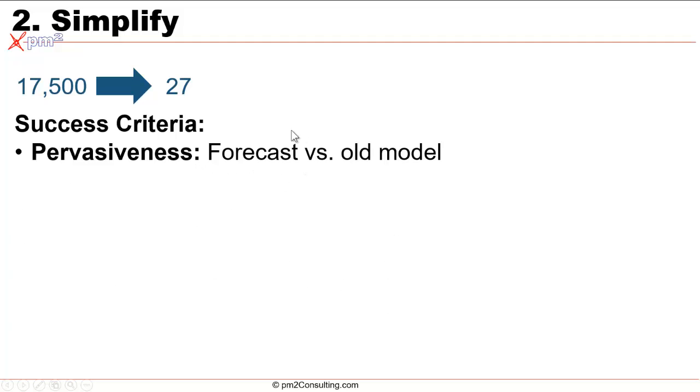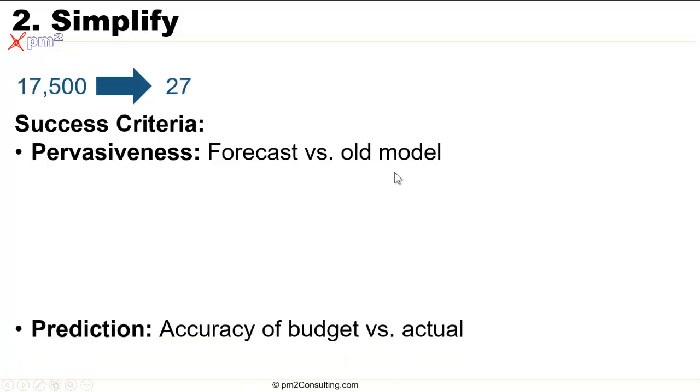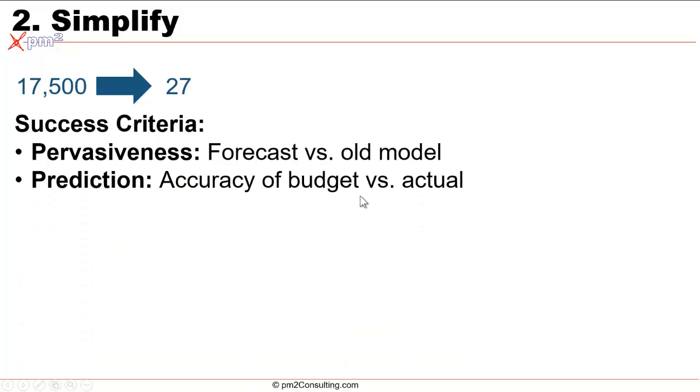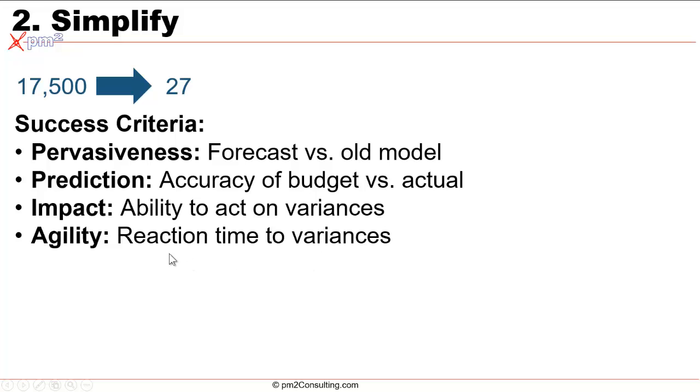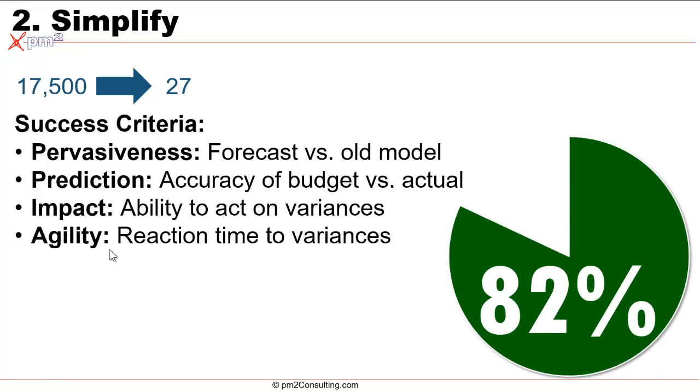Pervasiveness. In other words, how good was the forecast versus the old model? Prediction. Because we have the benefit of taking a look at what actually happened, how accurate was that budget that we created? Third, impact. What is our ability to actually act on the variances that we discover? And then agility. How fast can we react to those observed variances? And as we indexed and scored this, what we found was 82%. The 27 drivers gave us a model that had an 82% index against these compared to the 17,500.